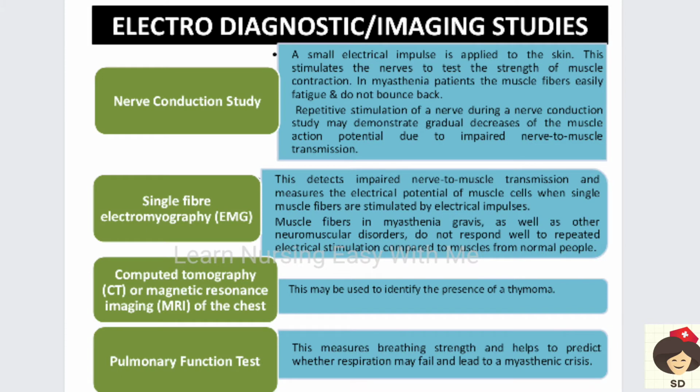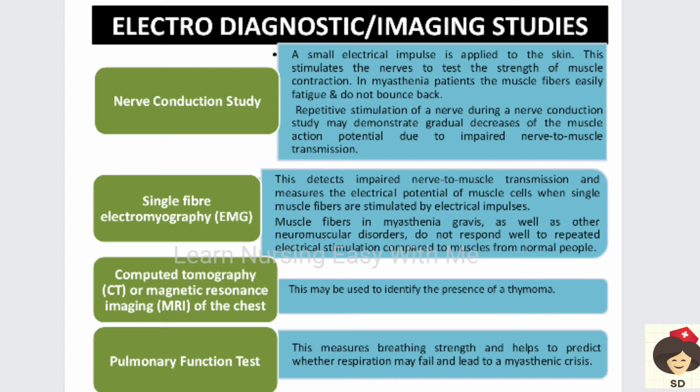And other electrodiagnostic and imaging studies, so we do a nerve conduction study. Here electrodes will be kept on the skin where the nerves are going. Through this you can identify if there is a problem in the muscle contraction. In myasthenic patients, the muscle fibers will be fatigued, so flat waveforms will be seen. That is called a nerve conduction study.